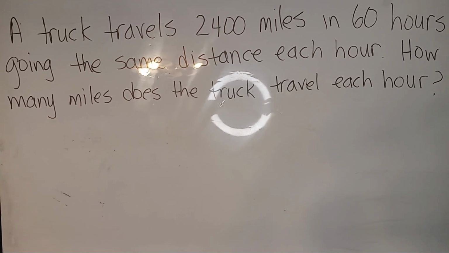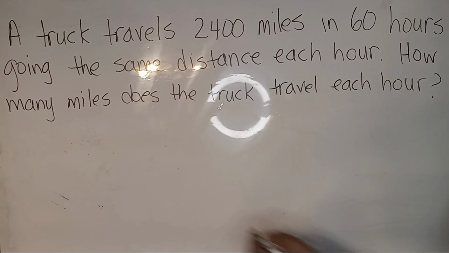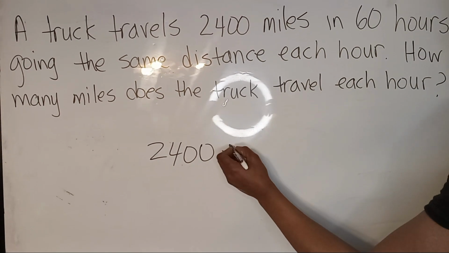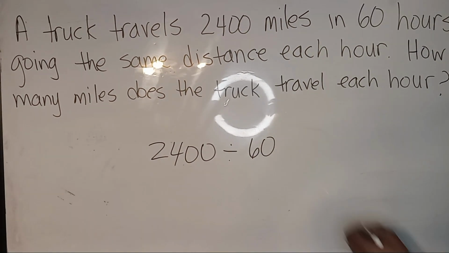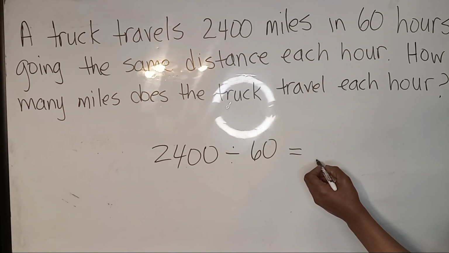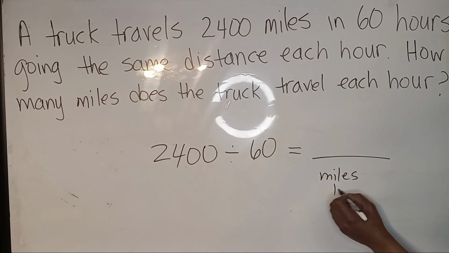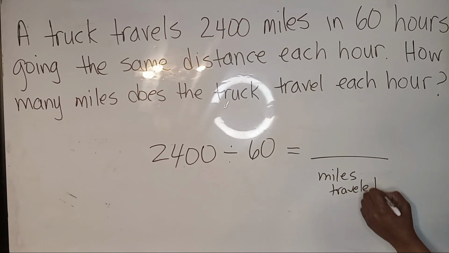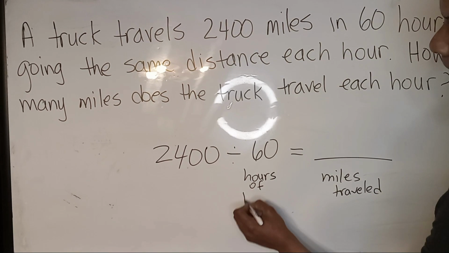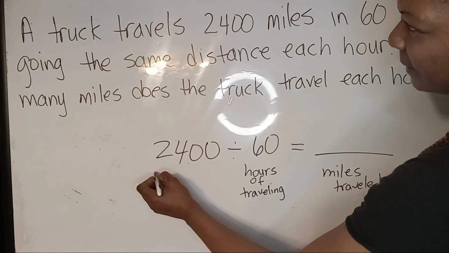So, guys and gals, we're going to set this up the same exact way. We have our total miles, and we're going to divide that by the 60 hours that they did, and then we're going to see how many miles they traveled each hour. So miles traveled is the answer, and 60 hours of traveling, and 2,400 miles in total.